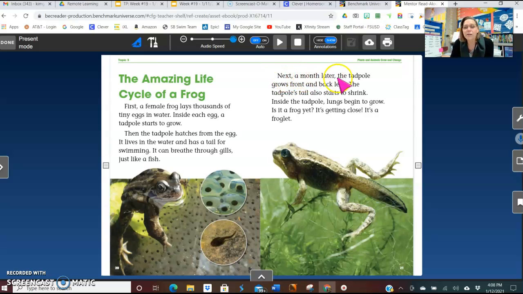Next, a month later, the tadpole grows front and back legs. Look at that. See? The tadpole's tail also starts to shrink. See?